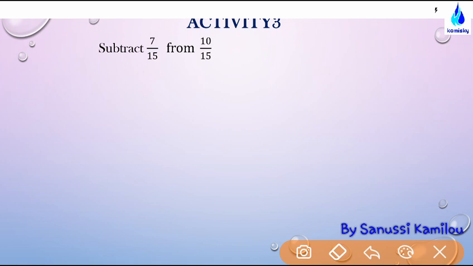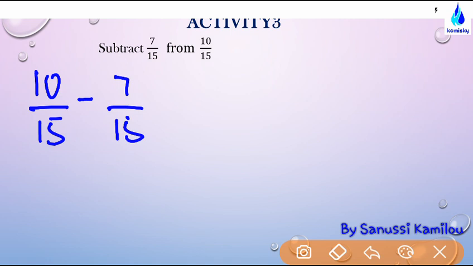Subtract 7 out of 15. It means we are taking this out of this, meaning in my solution, I'll have 10 over 15 minus 7 over 15, because they say I should take away 7 out of 15 from 10 out of 15.